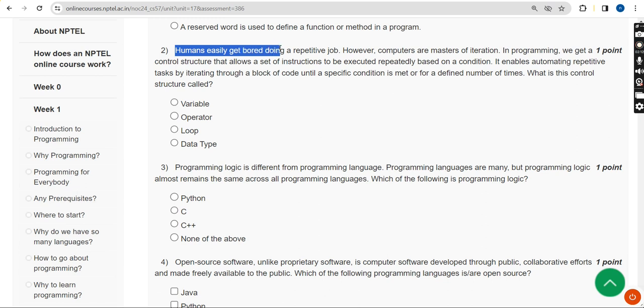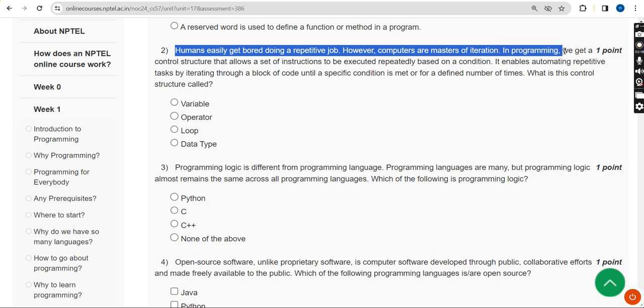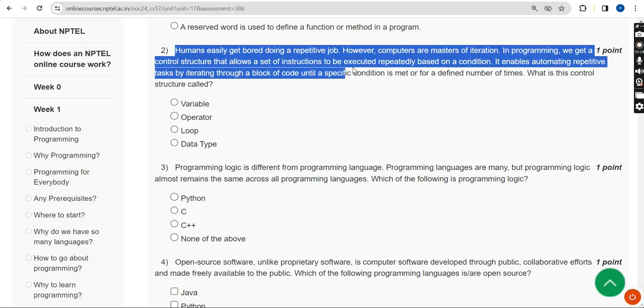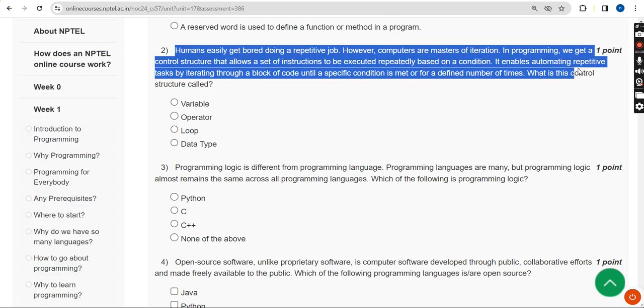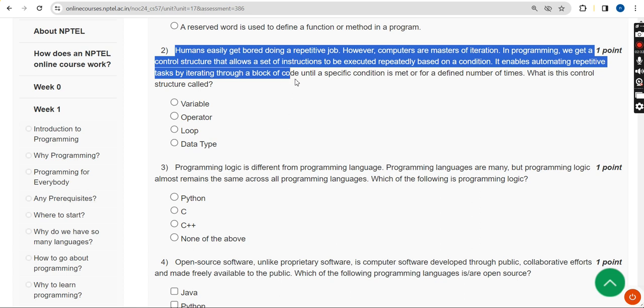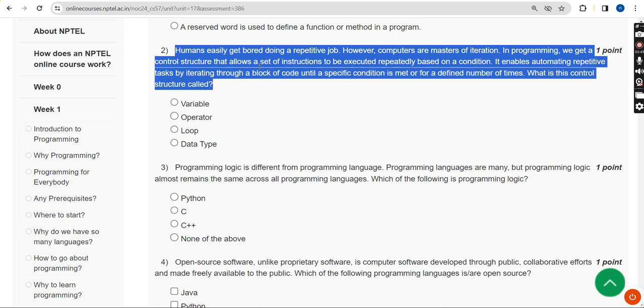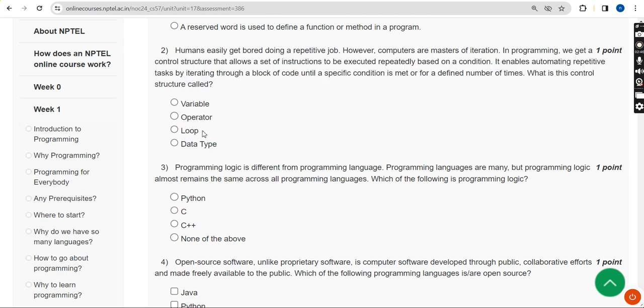Humans easily get bored doing a repetitive job. However, computers are masters of iteration. In programming, we get a control structure that allows a set of instructions to be executed repeatedly based on a condition. It enables automating repetitive tasks by iterating through a block of code until a specific condition is met or for a defined number of times. So what is the control structure called? The answer is very easy: it is a loop. There is for loop, while loop, etc. Now let's move on to the third question.